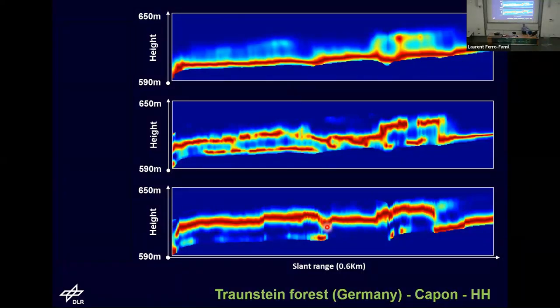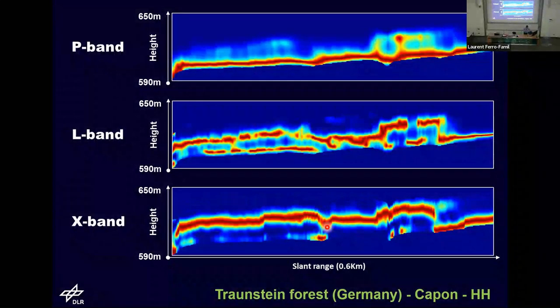Now, can someone tell me which is P-band, which is L-band, which is X-band? Why? Mm-hmm. Correct. Wait, which is P-band, which is L-band? It's the first one. L-band is in the middle by exclusion. And here you understand also that different frequencies give you different information, and all of them contribute to see different parts of your forest. But this we will see later a bit more in detail.